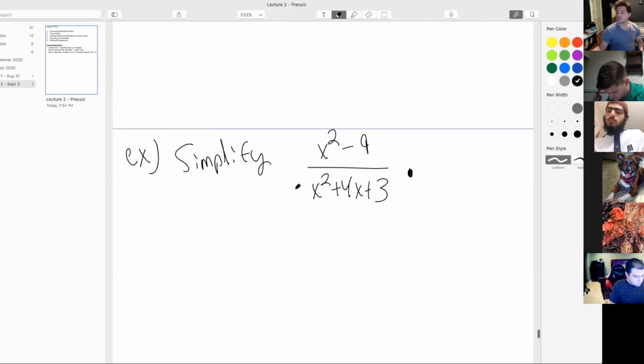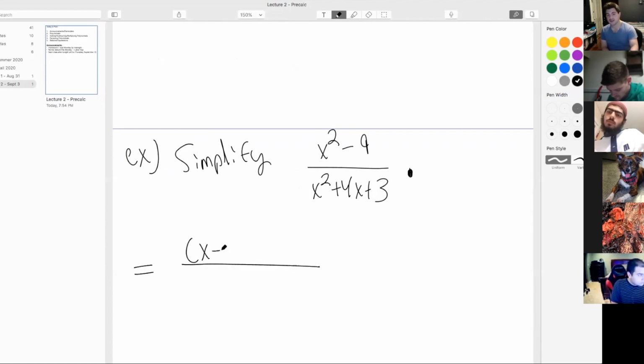Okay, so first step is to factor the top and bottom. So the numerator is a difference of 2 squares, x squared minus 9. So we know how to do that from before. The numerator just factors as x minus 3 multiplied by x plus 3. All right, so that was directly from earlier.